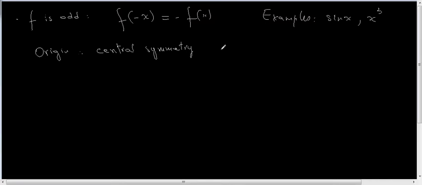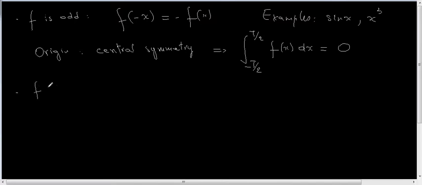And the result of this is that if you integrate between minus T over 2 and T over 2 a function that is odd, the surface area will be the same, one positive and one negative. Doing the sum, it will be 0. Okay, that's the main point here for odd functions.